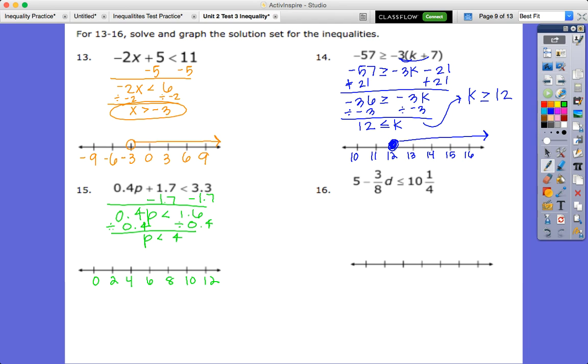I do my number line by 2, so you can do it however you want to as long as it makes sense. I'm going to have an open circle at 4. P is less than 4, so it's going to go in the less than direction.